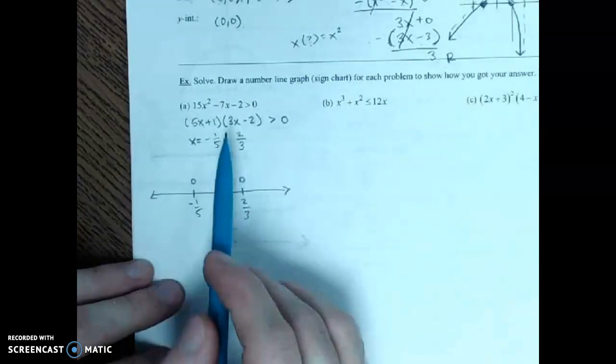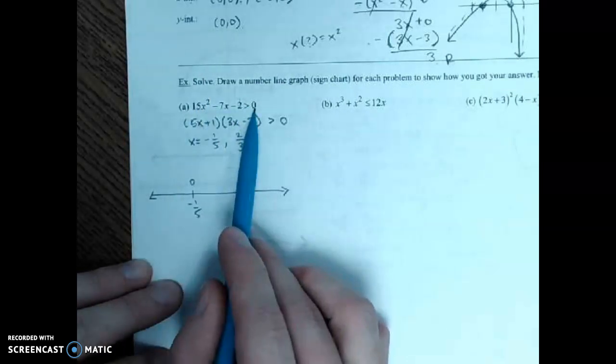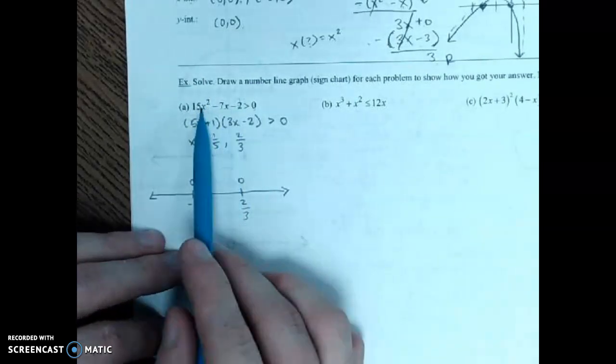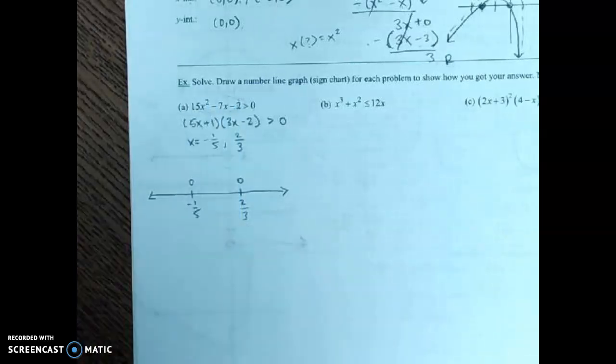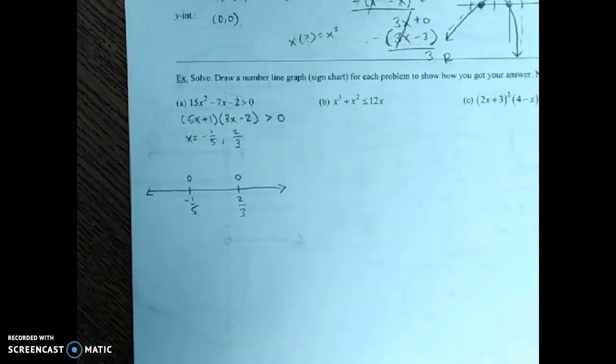Because we want to know, when is this parabola, right? This is a parabola. Greater than 0 means positive. So if I were to graph it, I would want to know, where is this graph above the x-axis? Where is it positive? So we find this number line, put the special values on the number line, then we're going to test the little sub-intervals. So let's go ahead and move forward with this one.